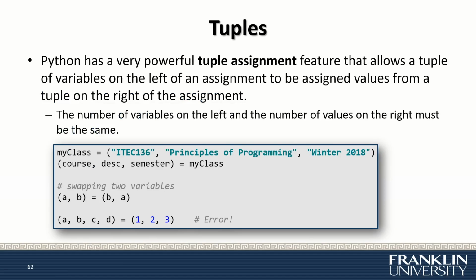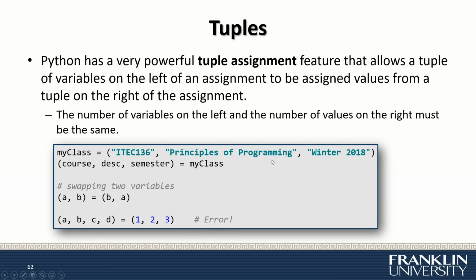But one of the most common uses of the tuple is what we call tuple assignment. Python has a very powerful tuple assignment that allows a tuple of variables on the left of an assignment to be assigned values from the tuple on the right of the assignment. In other words, you can assign multiple variables in one statement. The number of variables on the left and the number of values on the right must be the same.